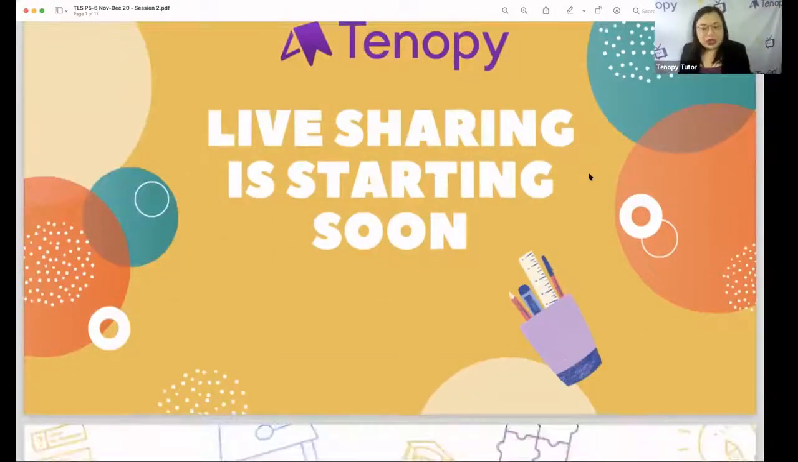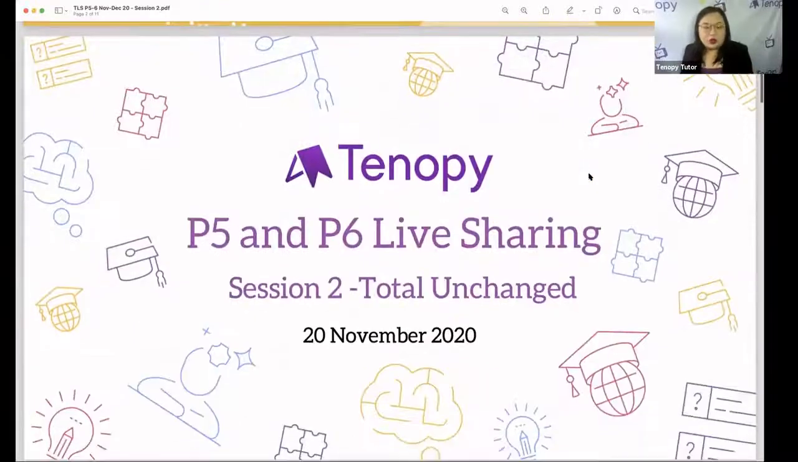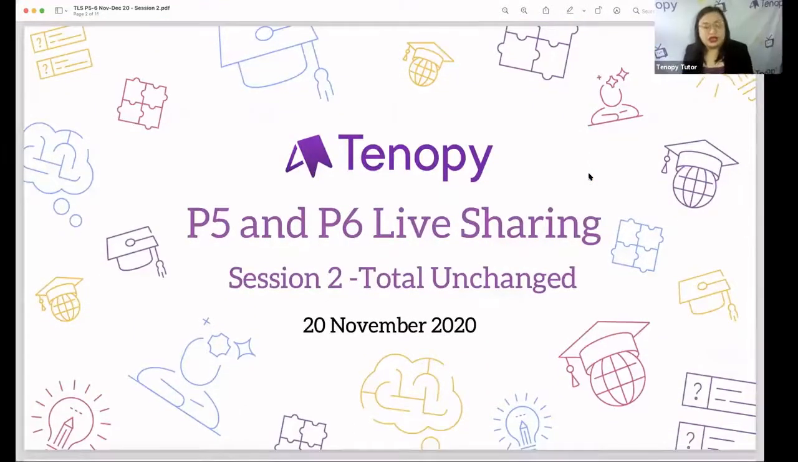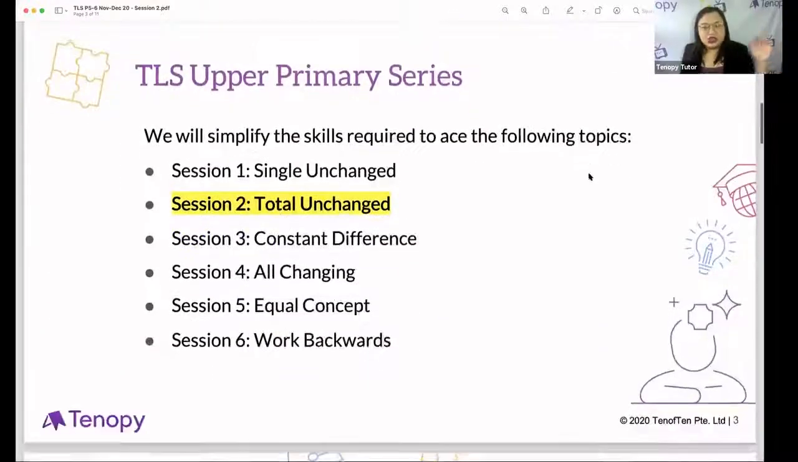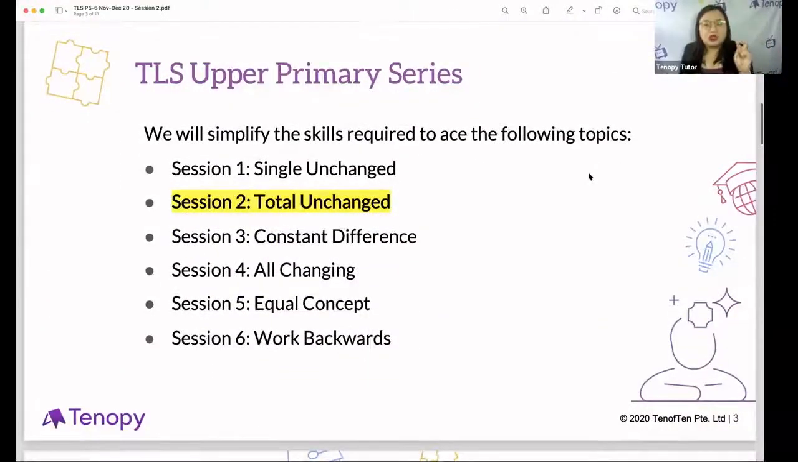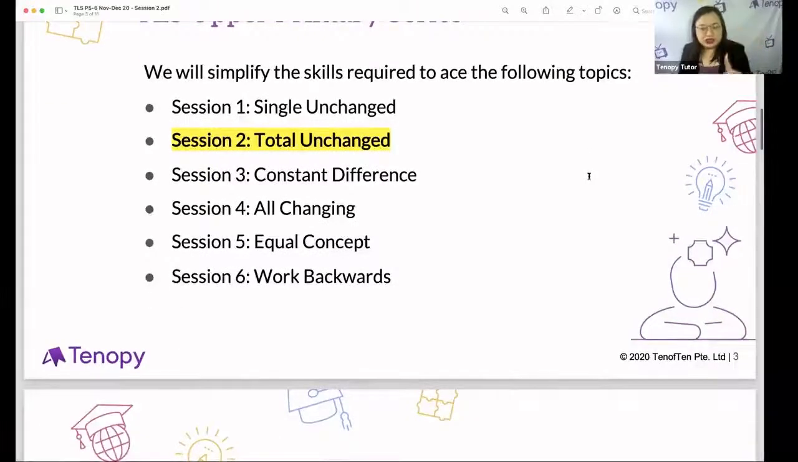Now, today we are going to work on questions that involve total unchanged. Now, during last lesson, we covered single unchanged. So for today, I'm going to cover total unchanged, and we are going to go through two different types of total unchanged questions. I'm going to show you what are some of the different ways that the question could be set. Okay, so moving forward, we're going to do two different questions.